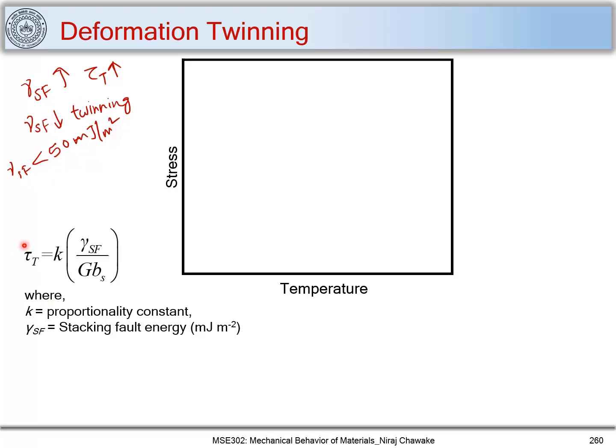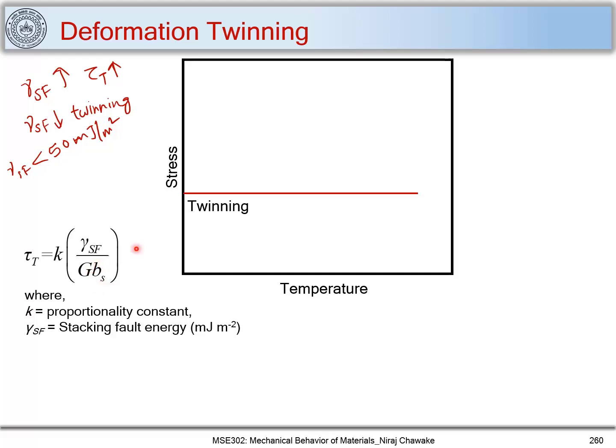So let's consider this case, and here we are plotting the twinning stress, or the stress required for twinning, with respect to temperature, and here there is no temperature term. So we can consider that the twinning stress remains more or less constant. This K is a proportionality constant where G is the shear modulus and b is the Shockley partial here. Let's consider the case of an FCC material. So here b will be the Shockley partial.